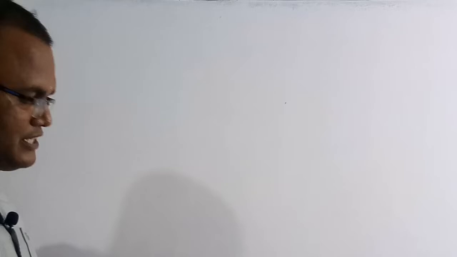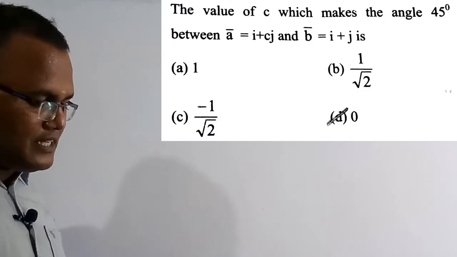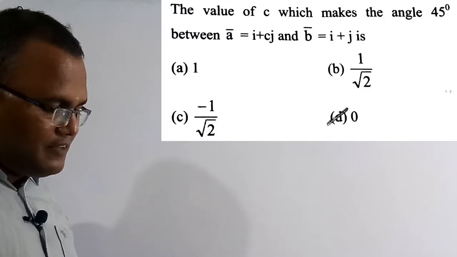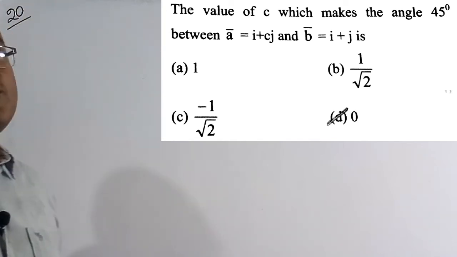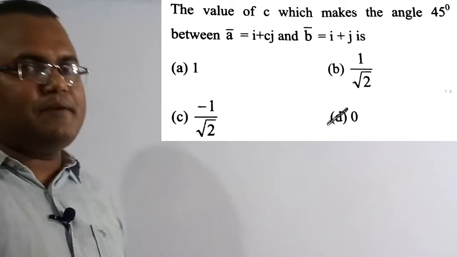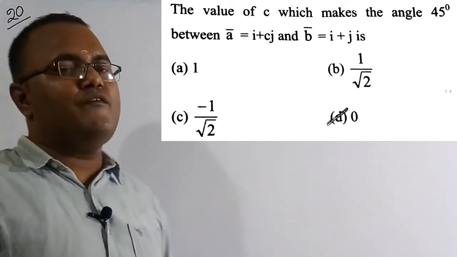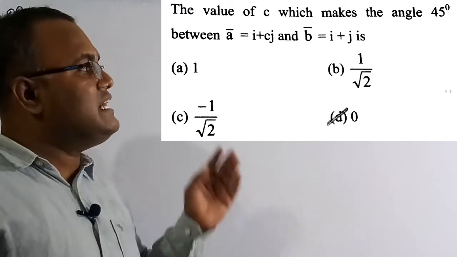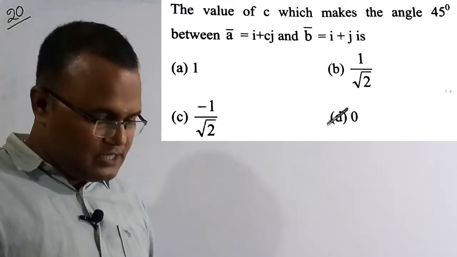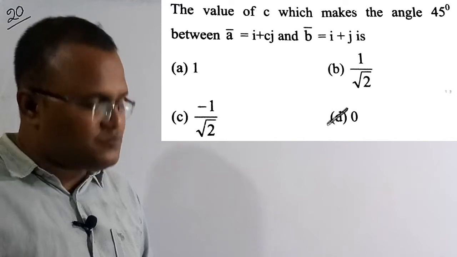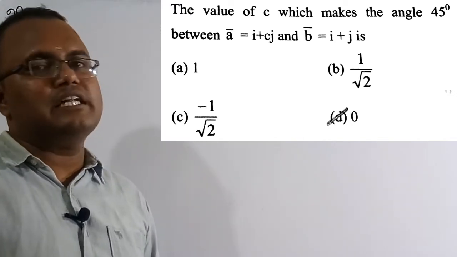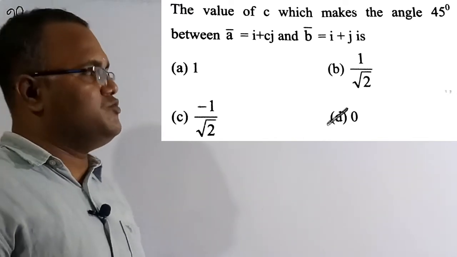So now we are going to solve the last question of this lecture. See the question here. The value of C which makes an angle of 45 degrees between the vector A bar and the vector B bar. In the question they have given vector A bar and vector B bar, so we have to find the value of C such that the angle between A bar and B bar is 45 degrees. Out of these four options, option D, 0, is the correct solution of this question. So let's solve this numerical.